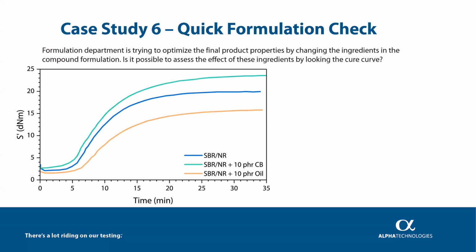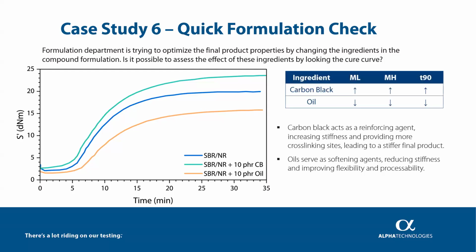The control compound, labeled SPR-NR, includes a typical loading of carbon black, oil, and curing agents. First, when we increased the carbon black content by 10 phr, we observed a rise in ML, MH, and T90. In another trial, we kept everything else constant and increased the oil content by 10 phr. Since oil serves as a softening agent, it improves flexibility and processability. As a result, ML, MH, and T90 all decrease. And this case shows how cure curve data can accelerate formulation decisions and reduce reliance on trial and error testing.